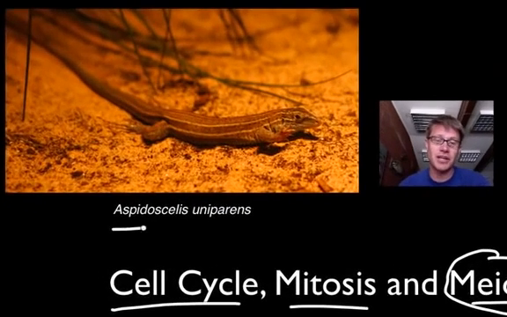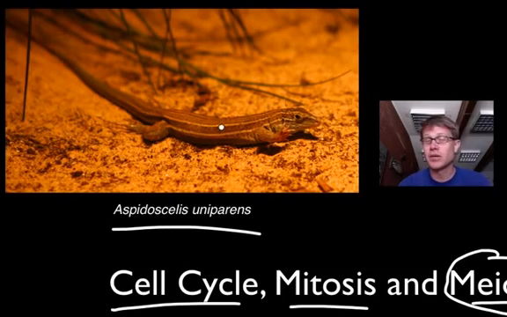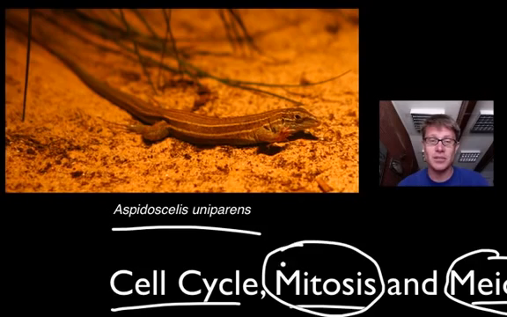Now, let me digress a little bit. This is a whiptail lizard from the desert southwest, and what's interesting about this is that it's a female lizard, and when it wants to make more lizards, it will simply use mitosis to make an exact copy of a cell inside its body. It's called parthenogenesis, or virgin birth, and it will make a brand new number of baby lizards, and they're all females.